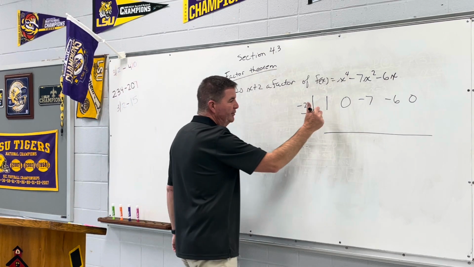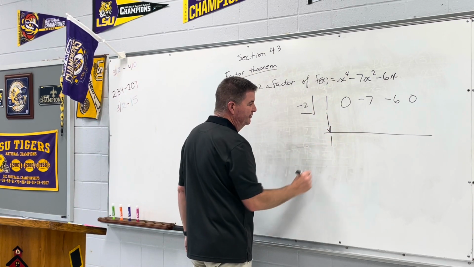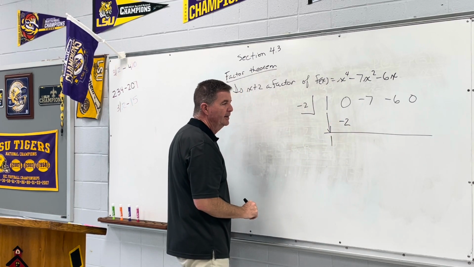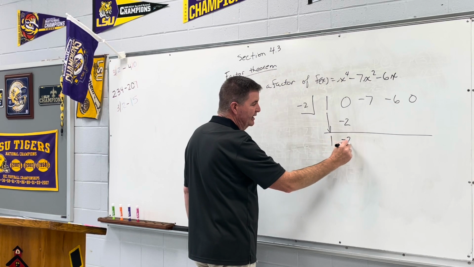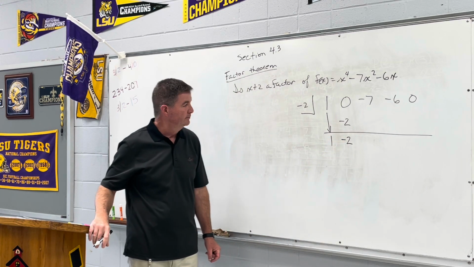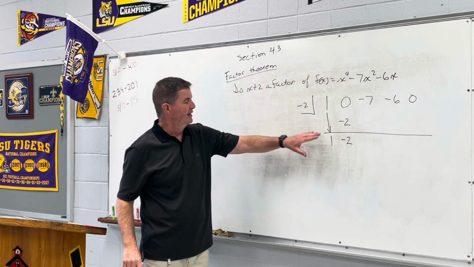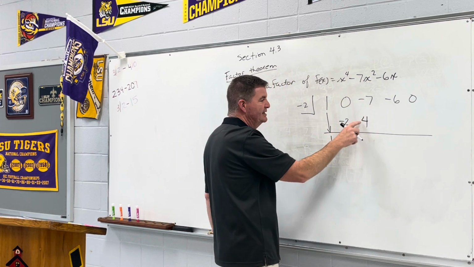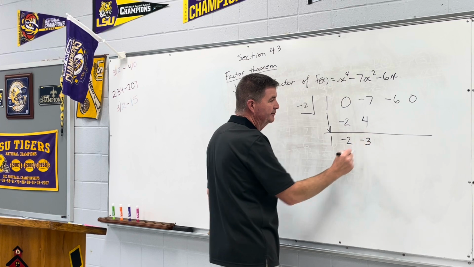So now, when we do synthetic division, we bring down the first term, multiply, -2. When I combine, that gives me a -2. I'm now going to multiply -2 and -2 to get +4. And a -7 and a +4 gives me a -3.